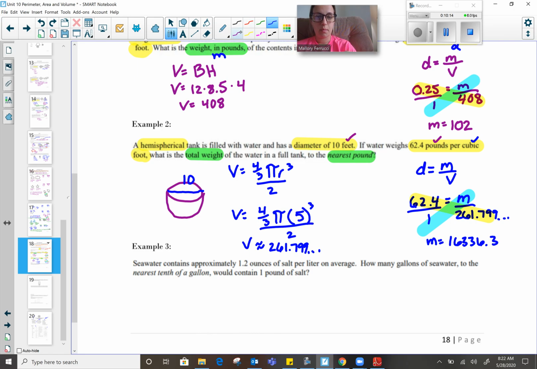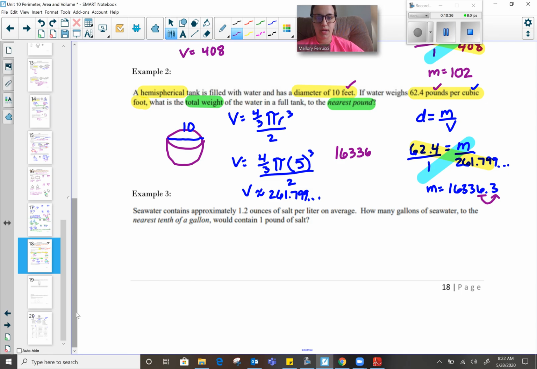To the nearest pound means the nearest whole number. So I'm going to underline the 6. Look to the right. It's less than 5. So the final answer is 16336 to the nearest pound. Nice.